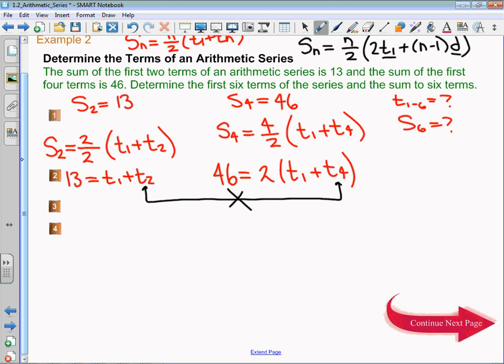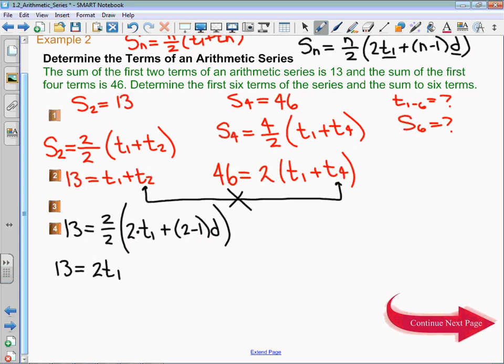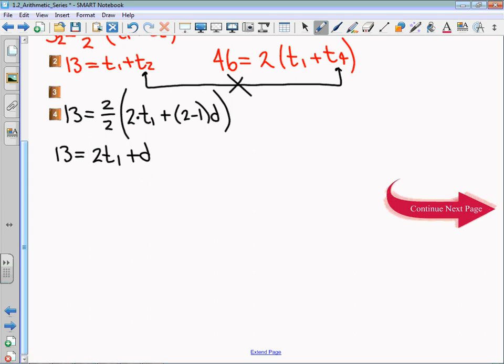I'm going to do that up here. The sum of 2 terms, which is 13, is equal to, so that's still 2 over 2, but now in the bracket I'm going to have 2 times whatever term 1 is, plus 2 minus 1 times the common difference. Let me clean that up. I get that 13 is equal to 2 times term 1 plus d. Again, an equation with 2 variables. The advantage is that when I use the sum of 4 terms, I can say that 46 is equal to 4 over 2 times 2 times term 1 plus 4 minus 1 times the common difference.